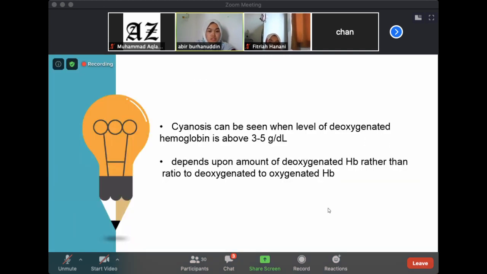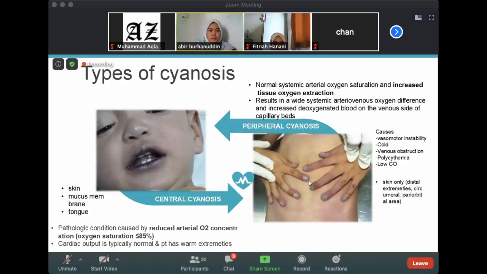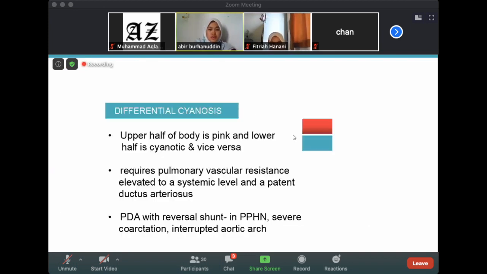Okay. Cyanosis can be seen when the level of deoxygenated hemoglobin is above 3 to 5 gram per deciliter. And the intensity of the cyanosis depends upon the amount of deoxygenated hemoglobin rather than the ratio of deoxygenated to oxygenated hemoglobin. Okay, for the types of cyanosis, there are three types: central cyanosis, peripheral, and differential cyanosis.